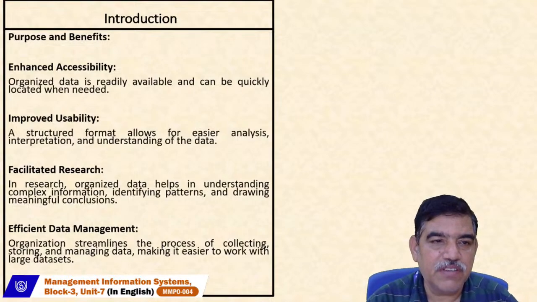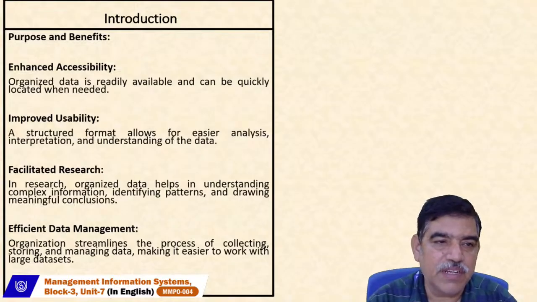Then, purpose and benefits. What are the purpose and benefits of the organization of data? The first benefit is enhanced accessibility. Organized data is readily available and can be quickly located when needed. That is the first benefit. That's why you arrange the data in a systematic order.